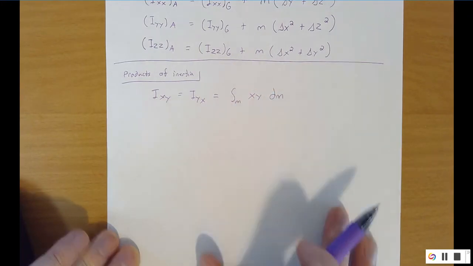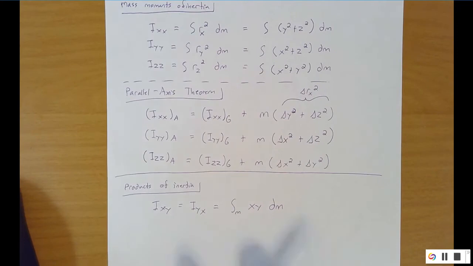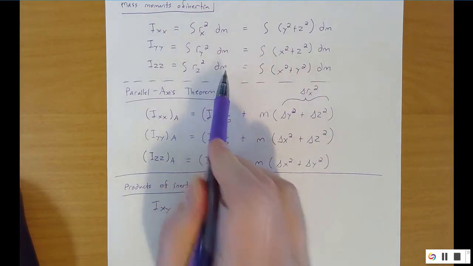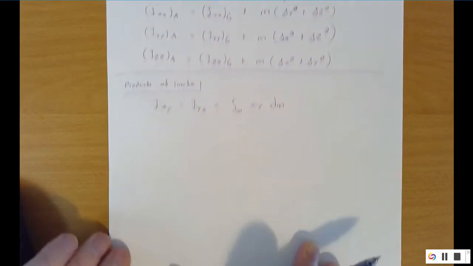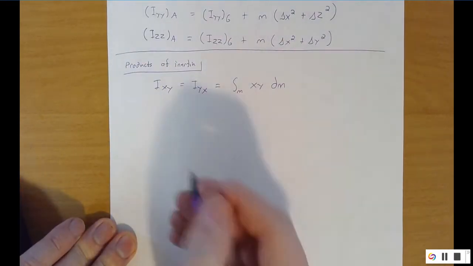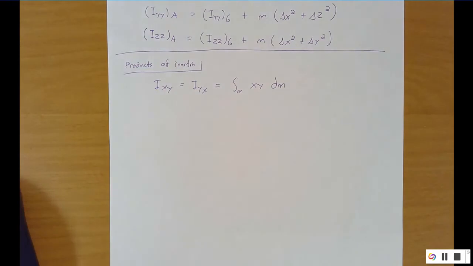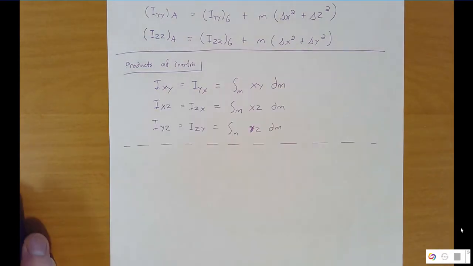So this looks a lot like what we're doing up here. We're doing an r squared dm, so we're kind of doing a similar thing here. If this was x and x, I would just get x squared dm, which would be this thing here. But instead of doing x and y. So this is similar in form, but it's different. So again, I'm going to write out the other ones, and I'll come right back.